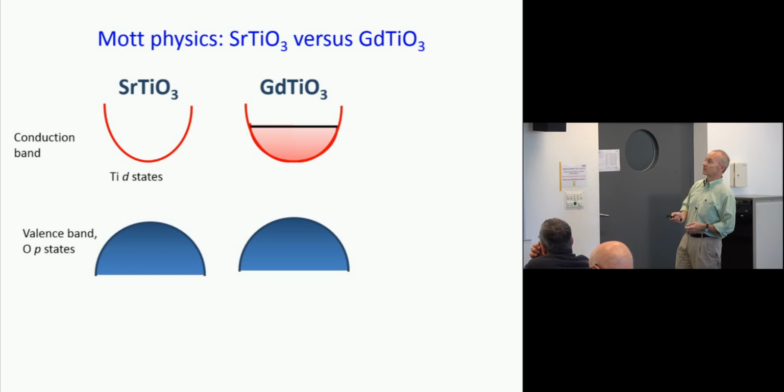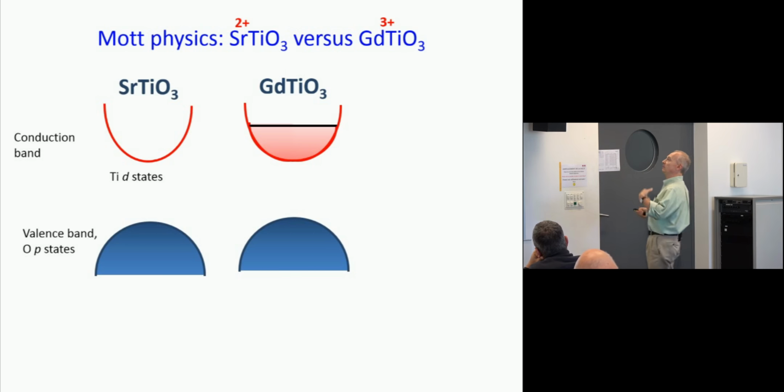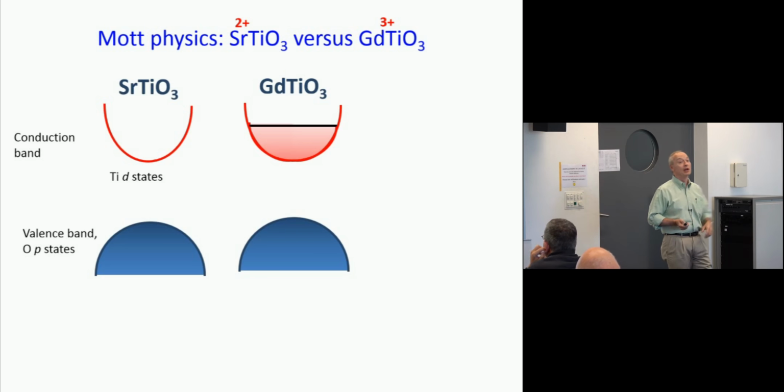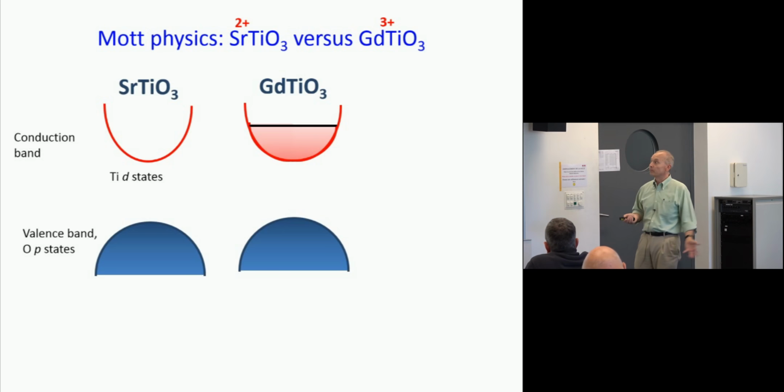So we understand this. Now we move to gadolinium titanate. Okay, so again, the valence of strontium is 2+. Gadolinium turns out, I mean, it's a complicated rare earth, but effectively it behaves as an atom with a valence 3+, okay, which means that you have 1 extra electron available. Where does that electron go? Well, we think we understand the band structure, so this electron needs to go in the conduction band, right? So you expect this material to be a metal.